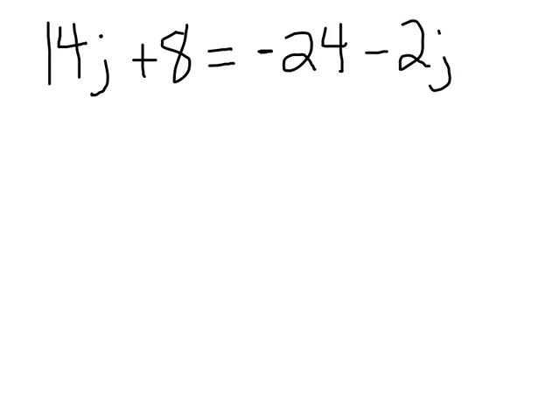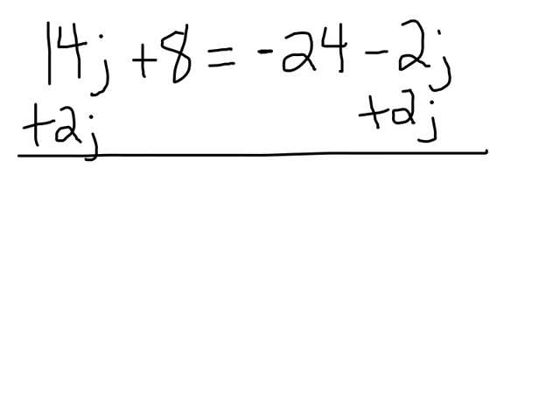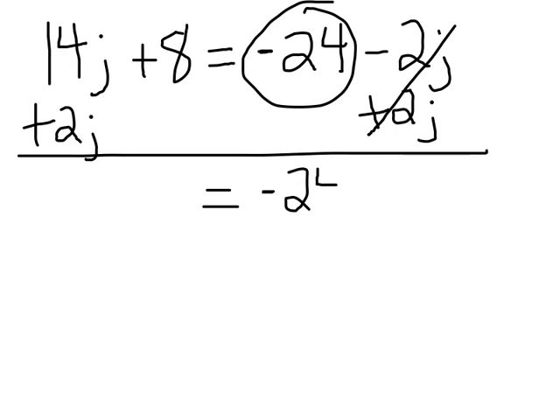So I'm going to deal with my variables first. I want to try to keep everything as positive as possible, so I know I need to combine negative 2j with 14j. And since it's across my equal sign, I need to use inverse operation. So I'm going to choose to add 2j to both sides. My 2j's will cancel out. Bring down my equal sign. Over here I'm left with negative 24, so I'm going to bring that straight down. And over here I'm left with 8 plus, and then 14j plus 2j is 16j.